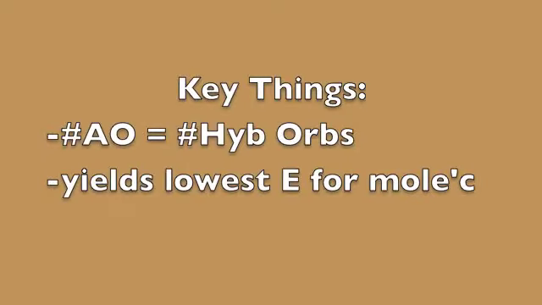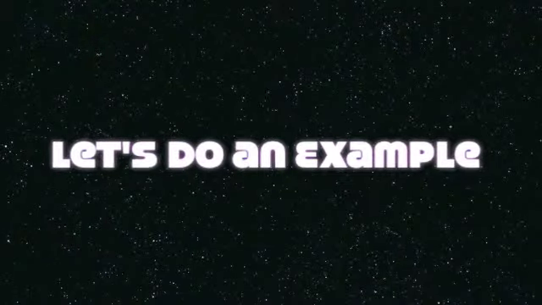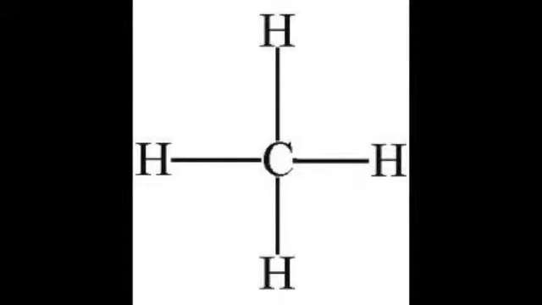A couple key things to remember is that the number of atomic orbitals will always equal the number of hybrid orbitals, and that the type of hybrid orbital that occurs is the one that yields the lowest overall energy for that particular molecule, again in line with the whole energy lowering process. So let's do a quick example in case you forgot how to assign hybridization to a molecule. The first step is to draw out the Lewis structure for the particular molecule, and we're dealing with CH4.